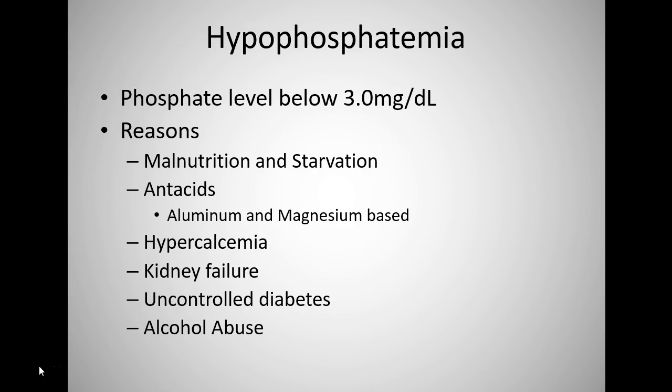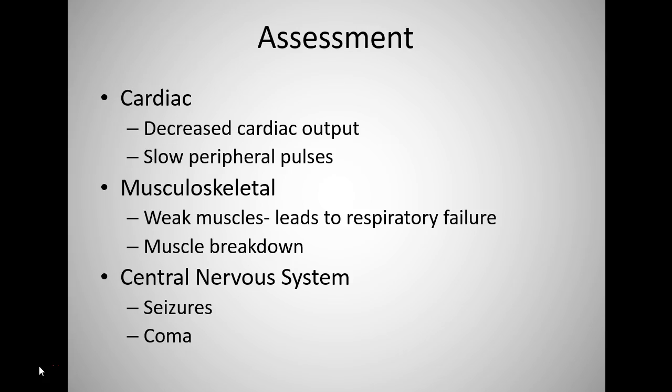Hypercalcemia will cause hypophosphatemia. This could also be based on kidney failure. It could also be based on uncontrolled diabetes and alcohol abuse. So your assessment is going to be for cardiac, decreased cardiac output, slow peripheral pulses, which kind of makes sense because if your heart is not beating efficiently, then you won't have a great peripheral pulse. For musculoskeletal, it's weak muscles, which leads to respiratory failure and muscle breakdown.